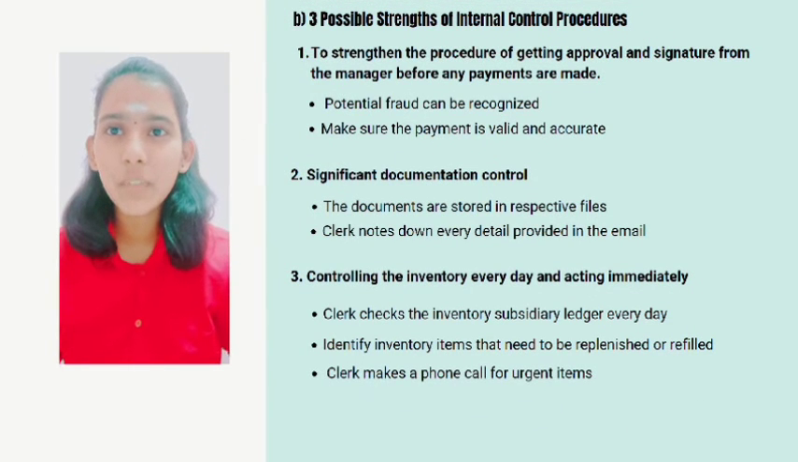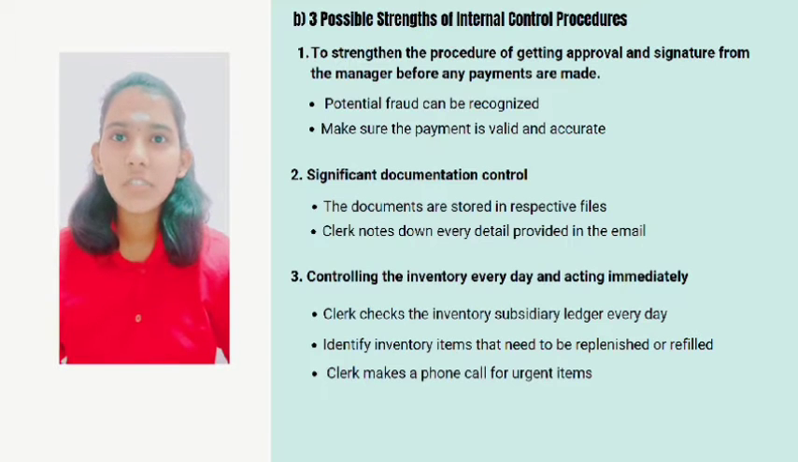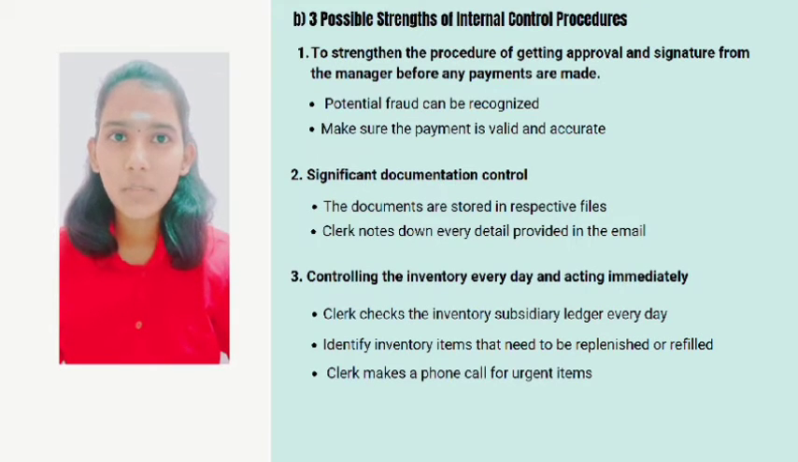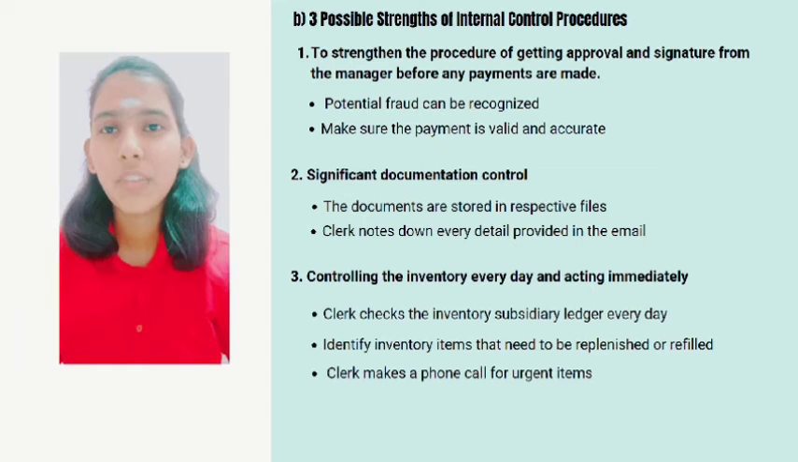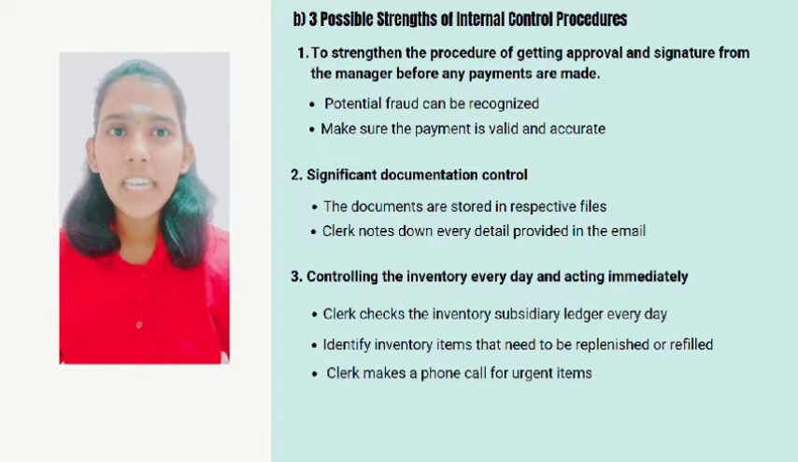Now I will explain about the possible strengths of the internal control procedure. The first internal control procedure of Sampin and Sonke Enterprise is to strengthen the procedure of getting approval and signature from the manager before making any payment.